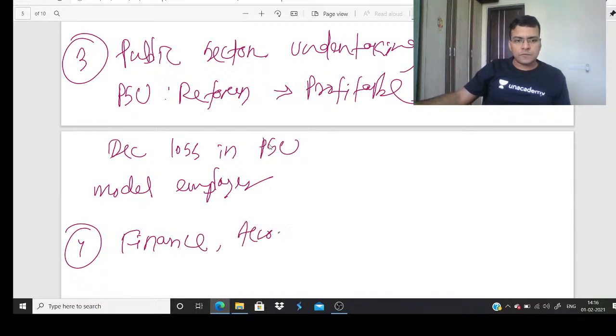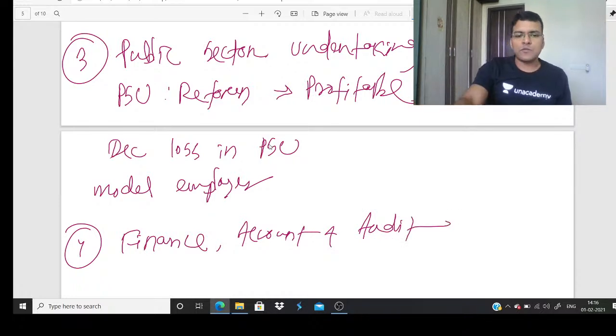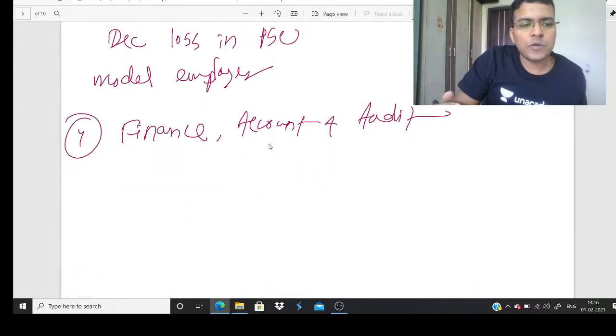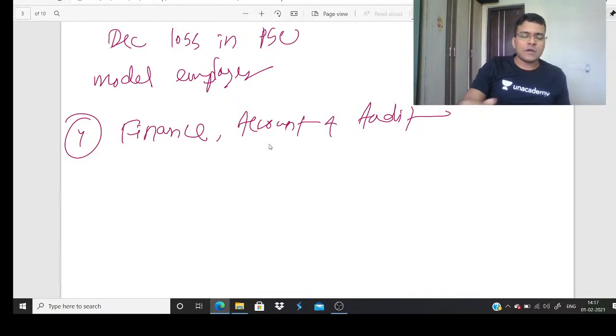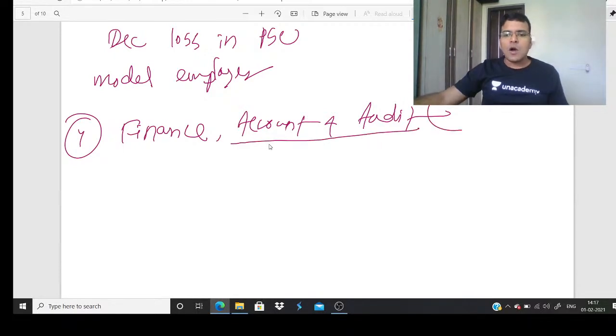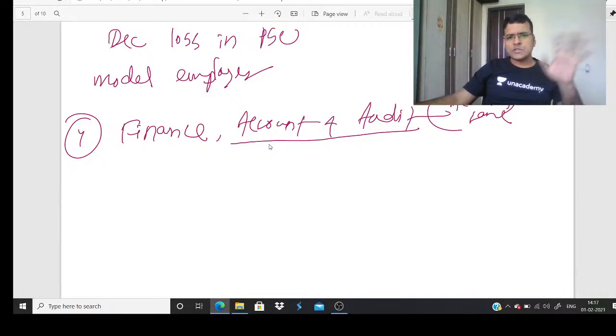Fourth, finance, account and audit. This report is to improve the efficiency of the finance, account and audit department of the Government of India. At that time, accounting and auditing were the same department. It was not separated; it was separated in 1976. So at that time, both were dealt with by the CAG. So finance, audit and account.